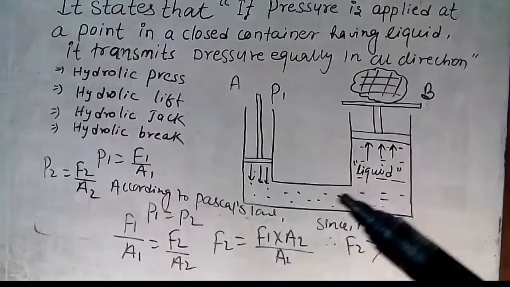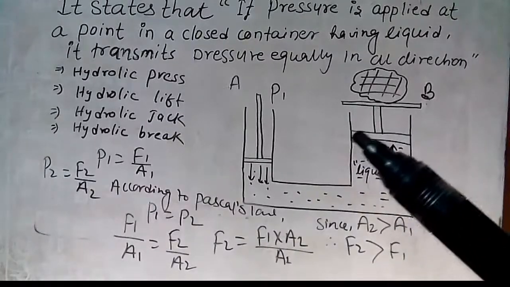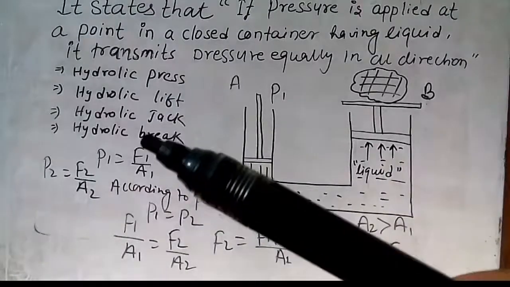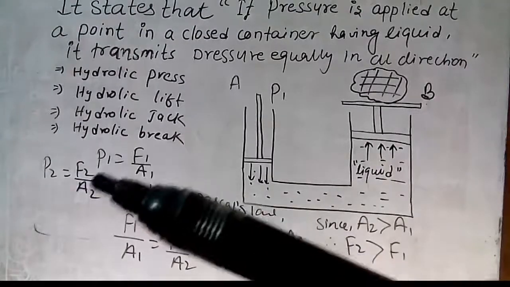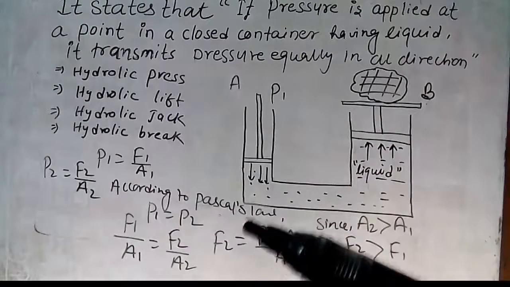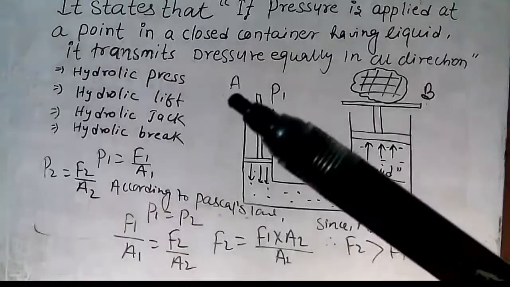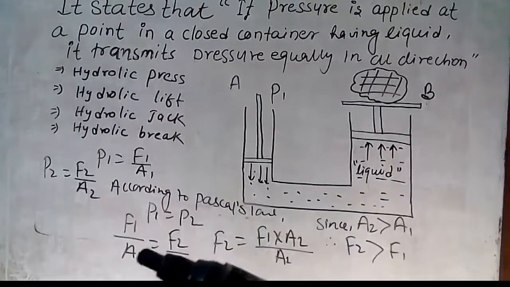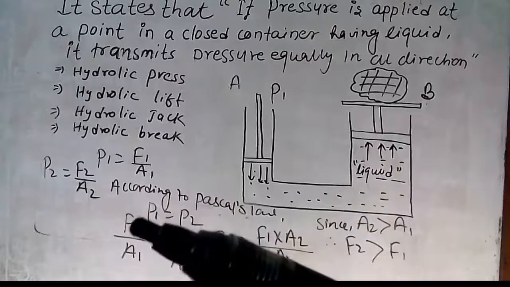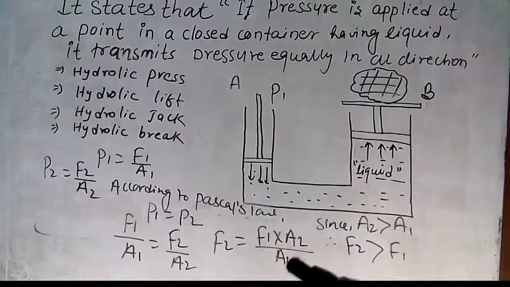Because these are filled with liquid, if piston B has cross section area A2, then it exerts an upward force F2. So what do we write? The pressure at piston A is F1 by A1, and the pressure at piston B is F2 by A2. According to Pascal's law, the pressure at piston A is equal to the pressure at piston B. The pressure at A is F1 by A1 and the pressure at B, P2, is F2 by A2. Therefore F1 by A1 equals F2 by A2, therefore F2 equals F1 into A2 by A1.